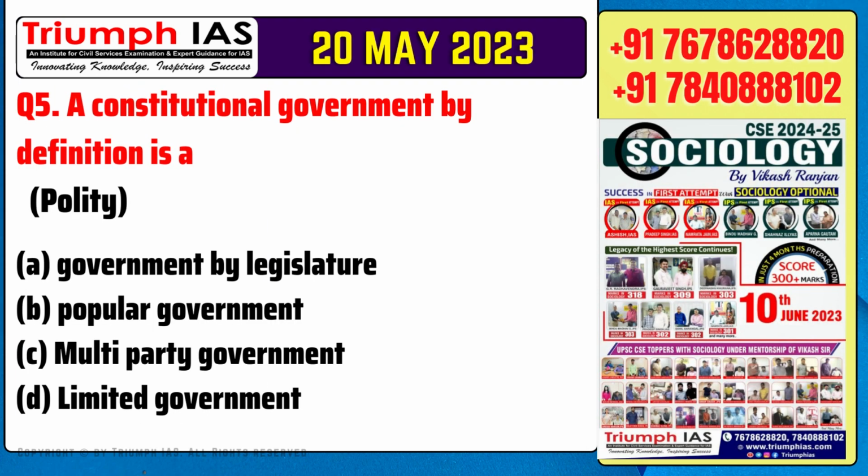Question number 5. A constitutional government by definition is a Option A. Government by legislature. Option B. Popular government. Option C. Multi-party government. Option D. Limited government.